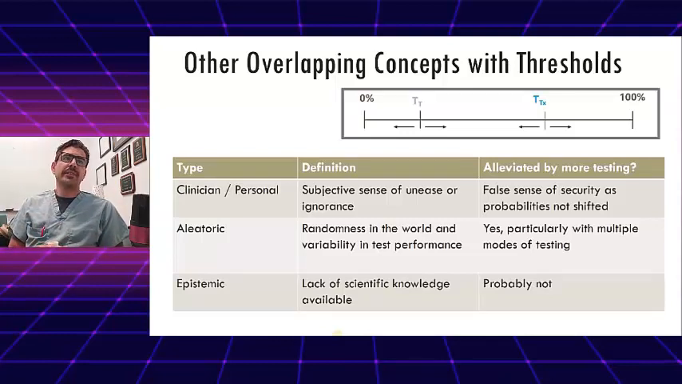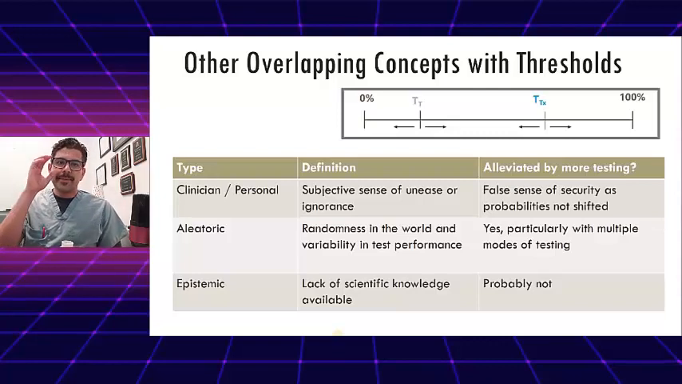So testing may actually give us a false sense of security, particularly if our probabilities are not shifted by the tests we order. If I'm worried about something and I order the wrong test for it, and the test is negative, I might feel better myself. My personal uncertainty might feel better, but I have not significantly shifted diagnostic probabilities. So that is not a good use of testing, that type of uncertainty.